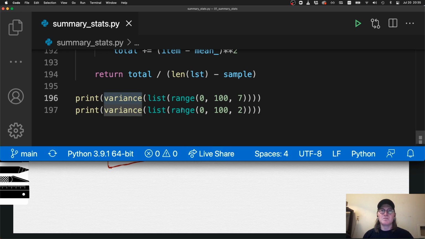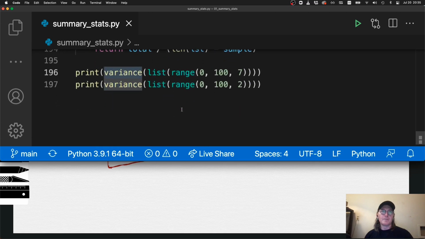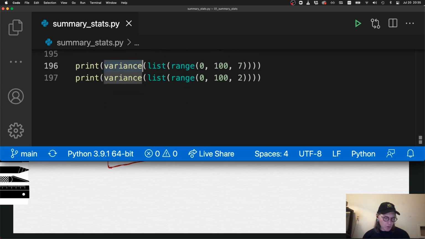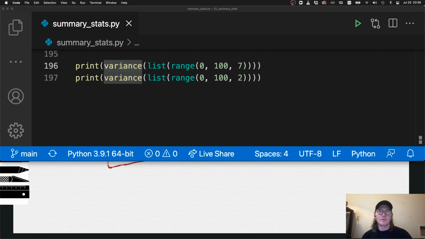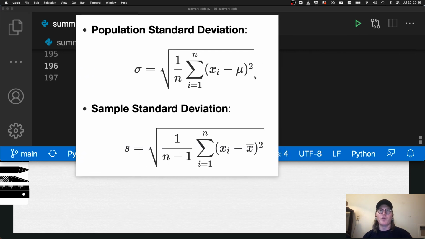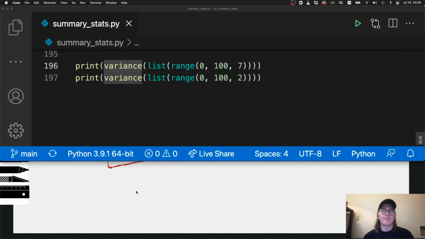Standard deviation, it's the same formula as the variance formula, except we throw a square root around it, and I'll just show that really fast. Right? Same formula, throw a square root around it, and we represent it with a single symbol, either sigma or s for the sample. So how do we write this function?